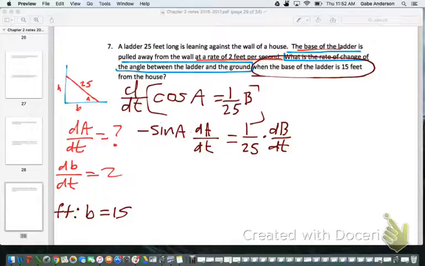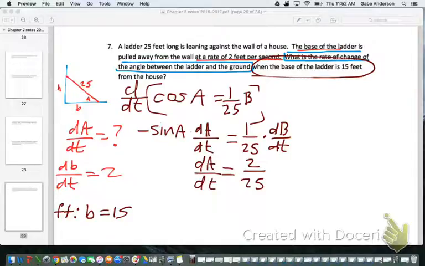We do know some of this stuff, right? I don't know why I went with a capital B. It should be a lowercase b. But we do know dB/dt, don't we? It's 2. Okay, so I'm going to write equals 1/25 times 2, which would just be 2/25. I've got my dA/dt right here. And of course, dA/dt is what I want.